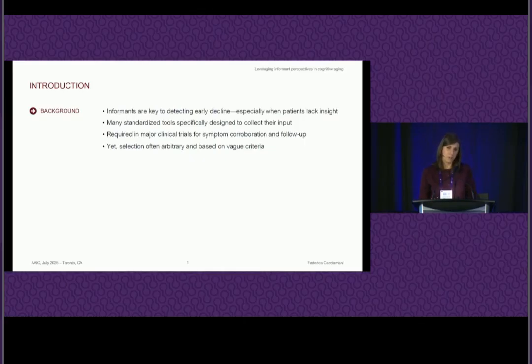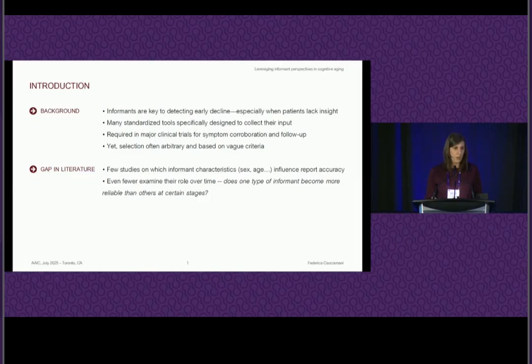However, even if the presence of an informant is so important and so used in research and clinical practice, the selection of informants is often arbitrary and based on vague criteria. For example, we look for informants who know the patient well, or are willing to come to visits with the patient. So these are very vague criteria. And there are few studies on which informant characteristics, such as age or sex, influence report accuracy. And there are even fewer that examine the role of informants over time.